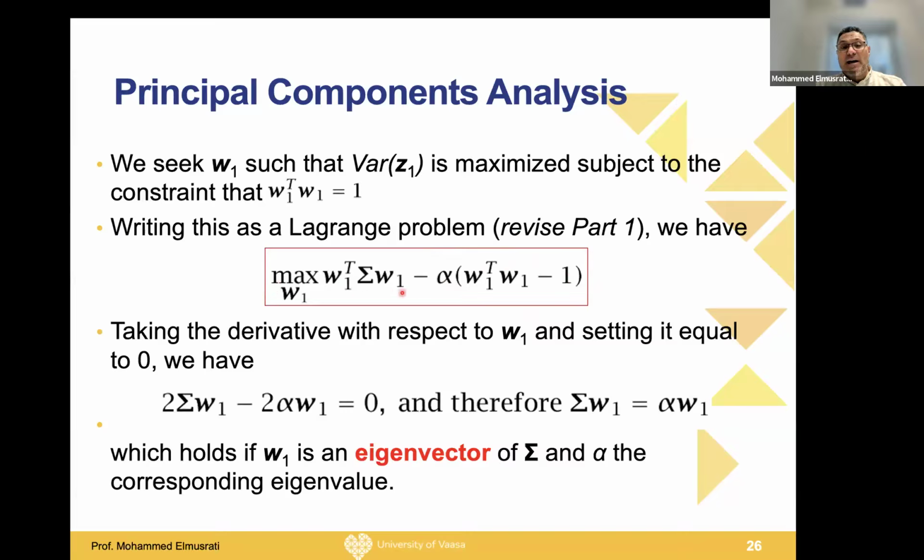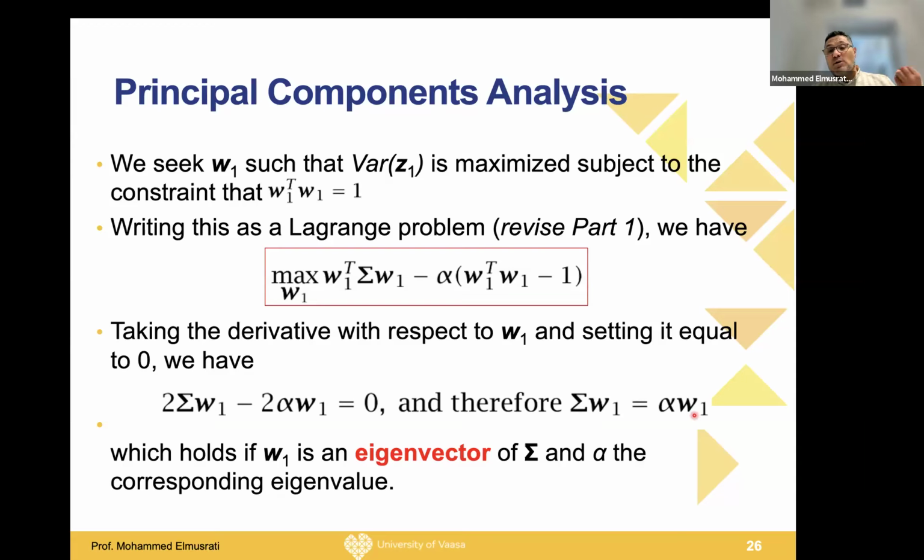And now I want to maximize this Lagrange multiplier equation, this Lagrange problem. I differentiate it with respect to W1, because W1 is the element that I am looking for, and set it to 0. And then I get this result: 2 Z W1 minus 2 alpha W1 equals 0. If you take this to the other side, you cancel 2 with 2. So we get Z W1 equal to alpha, a scalar, times W1.